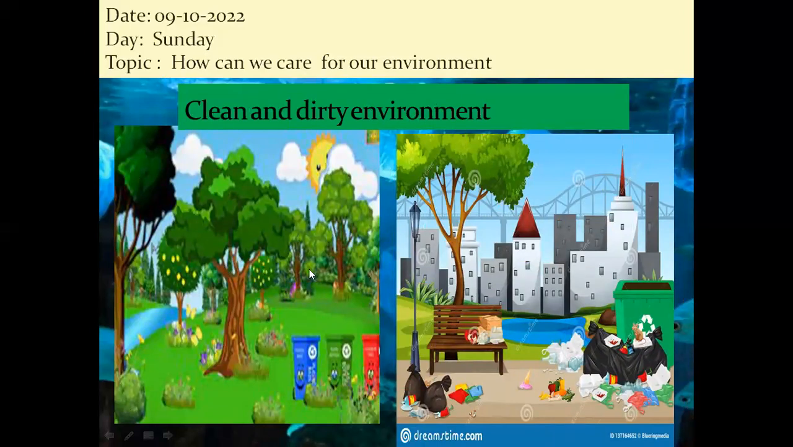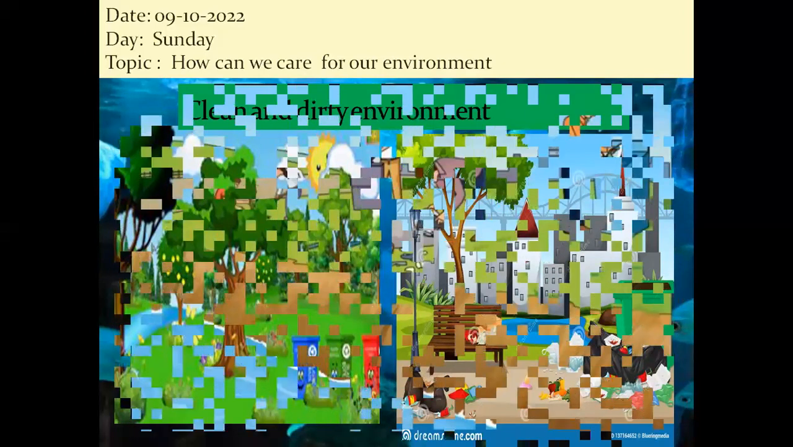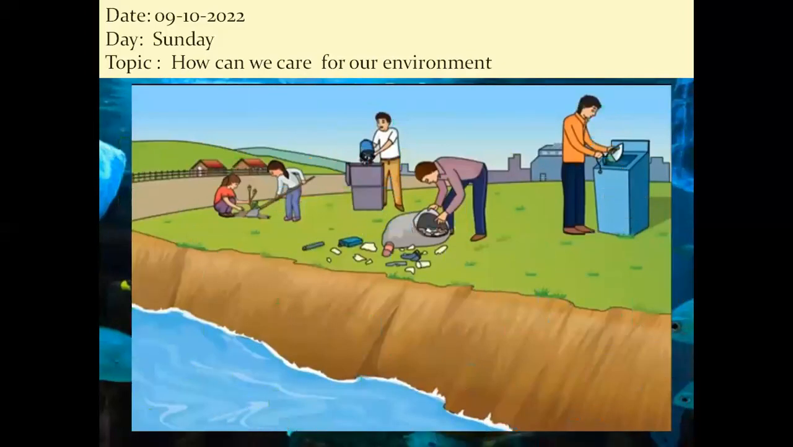Look here, when the environment is clean, it looks nice, the environment is healthy, the air is fresh, the water is clean, and it makes our health good. Whereas we have litter all the time, so what is happening? The environment is becoming dirty.